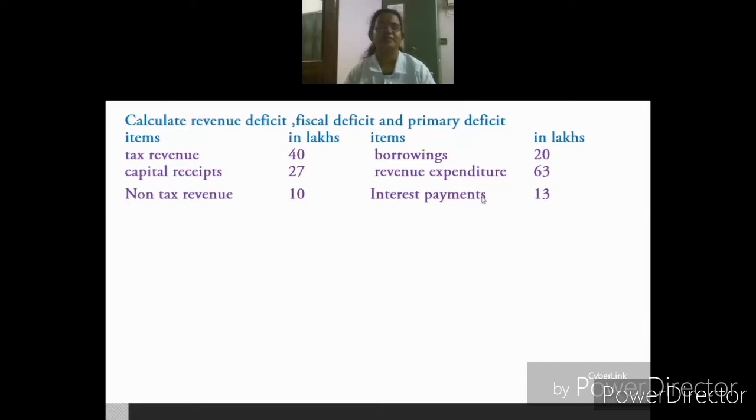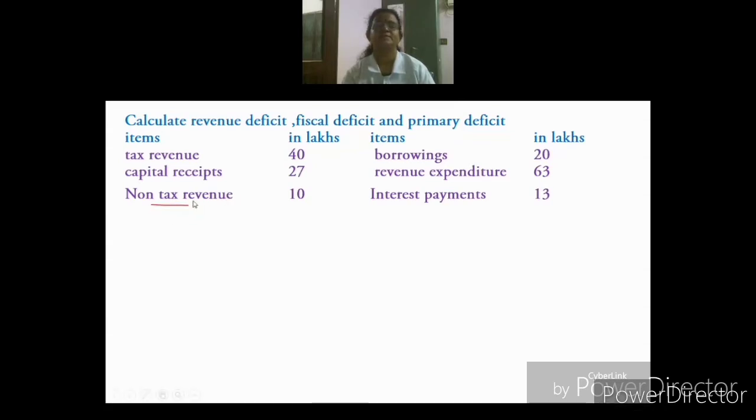Let us now do the second numerical. Calculate revenue deficit, fiscal deficit and primary deficit. So the items given here are tax revenue 40 lakhs, capital receipts 27 lakhs, non-tax revenue 10 lakhs, then borrowings 20, revenue expenditure 63 lakhs, interest payments 13 lakhs. So you know very well tax revenue and non-tax revenue together we say it as revenue receipts because it comprises of tax revenue and non-tax revenue. These both together we call it as revenue receipts.